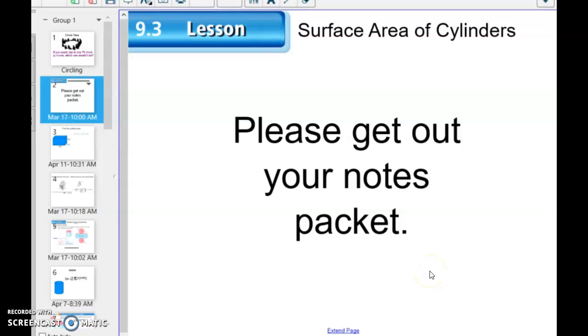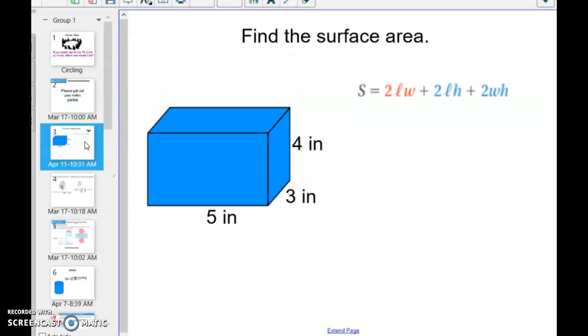Alright, welcome to my lesson video on 9.3 surface area of cylinders. Before we get to cylinders, which I actually think are the easiest of the three shapes that we've been finding the surface area of, I want to quickly do a little review about the two shapes we've done so far.